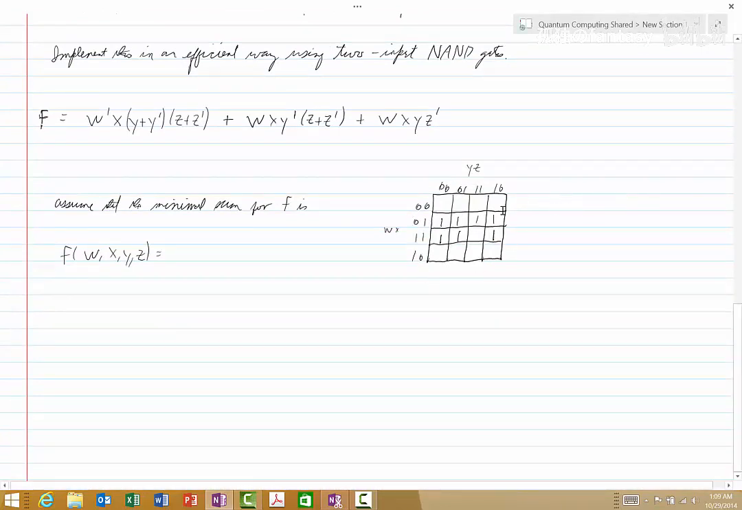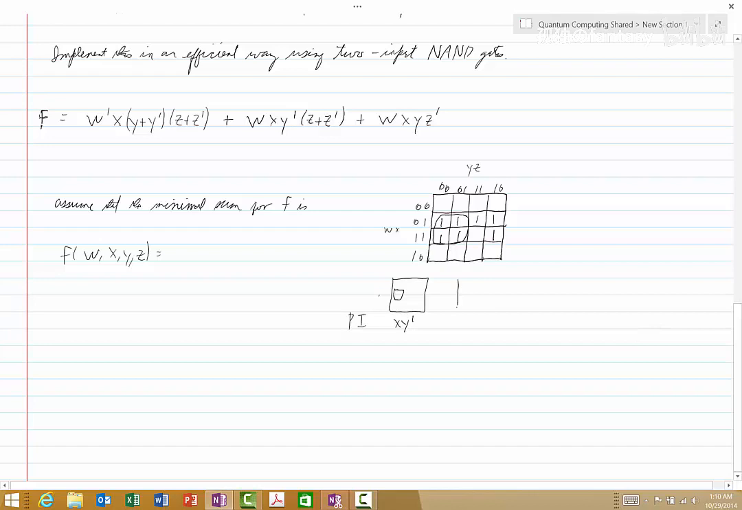We have 16 cells altogether. Are there any groupings of 16 ones? No. Are there any groupings of 8 ones? No. What about groupings of 4 ones? Yes, we have 2 such groupings. One of them is right here, and these are going to be our prime implicants. I'll just draw a little sketch above each one that I identify. So that's one grouping, and that is the grouping xy prime.